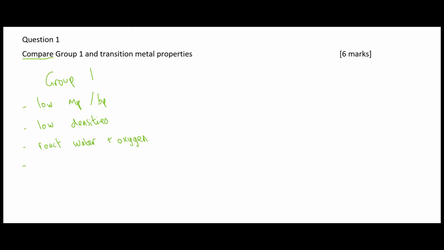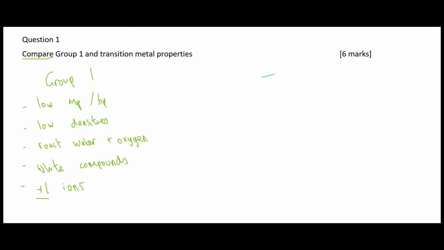Now, if you were to take a look at the group 1 metal compounds, things like sodium chloride or potassium chloride, you would see that they all form these white compounds. And our final property about group 1 metals is that they all form these +1 ions. All of their ions have a +1 charge.